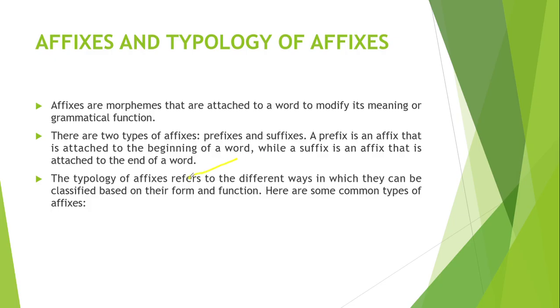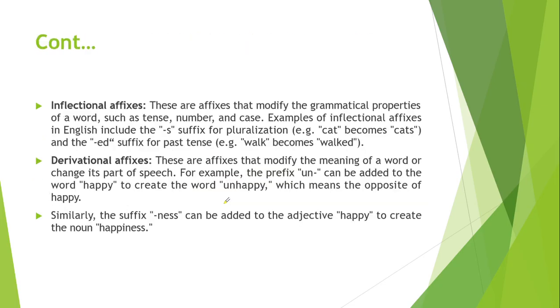Typology of affixes refers to the different ways in which they can be classified based on form and function. There are some common types of affixes: inflectional affixes and derivational affixes. Inflectional we had studied; they modify the grammatical properties of words such as tense, number, or case. For example, inflectional affixes include the s suffix for pluralization, cat becomes cats, and the ed suffix for past tense, walk becomes walked. Derivational affixes are the affixes that modify the meaning of the word or change its part of speech.